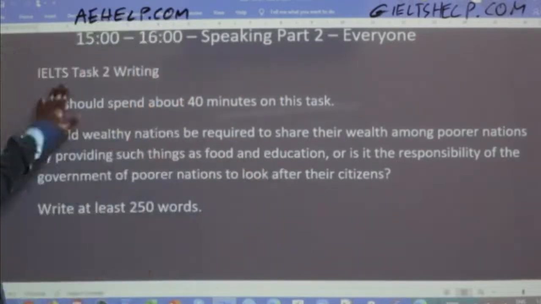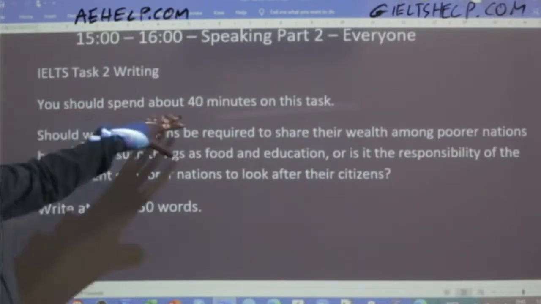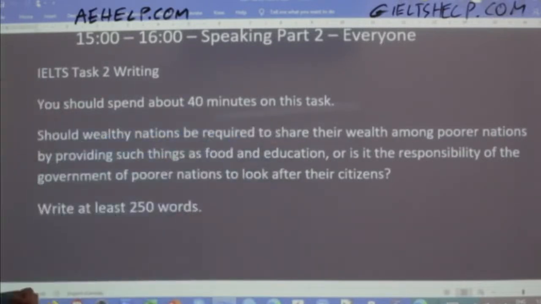Okay, so task 2, let's read this and let's start. So IELTS task 2 writing, you should spend about 40 minutes on this task.